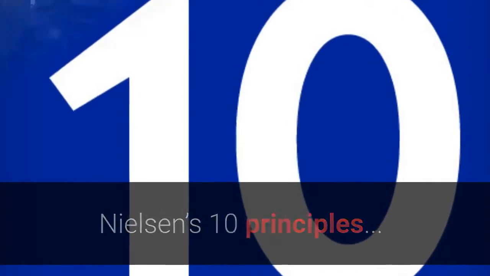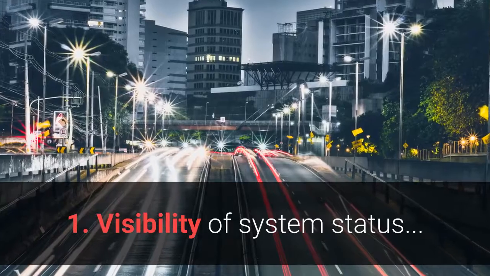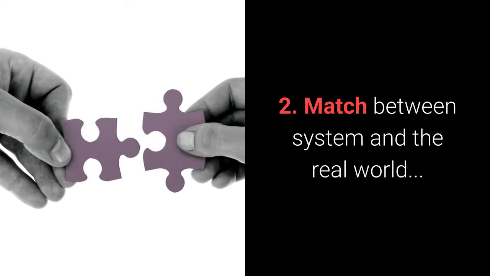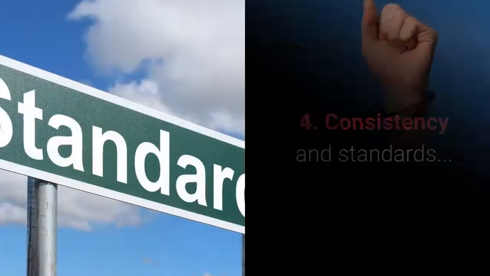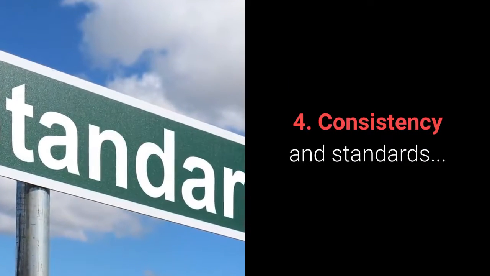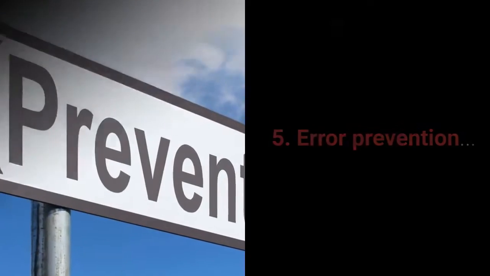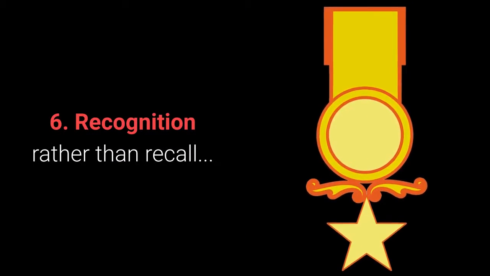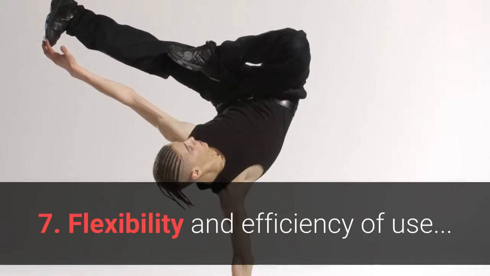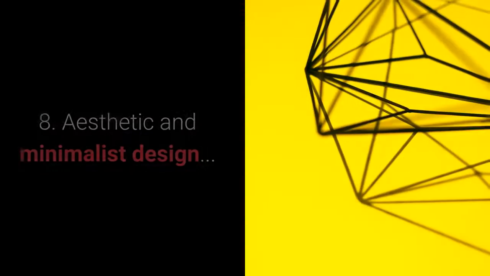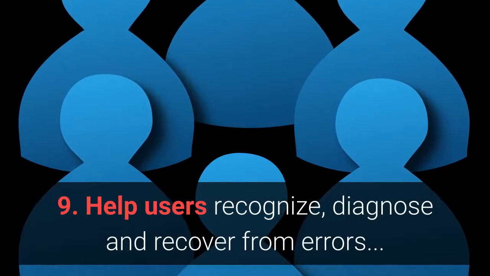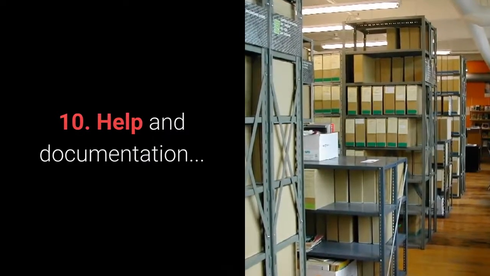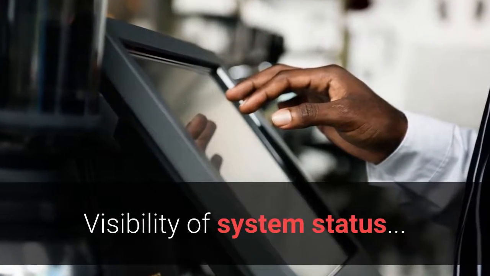Nielsen's 10 principles. 1. Visibility of system status. 2. Match between system and the real world. 3. User control and freedom. 4. Consistency and standards. 5. Error prevention. 6. Recognition rather than recall. 7. Flexibility and efficiency of use. 8. Aesthetic and minimalist design. 9. Help users recognize, diagnose and recover from errors. 10. Help and documentation.